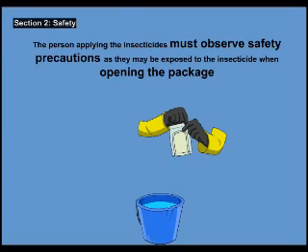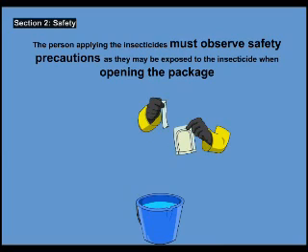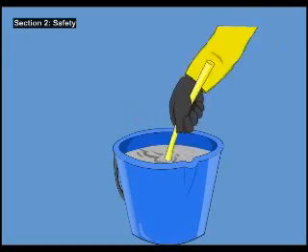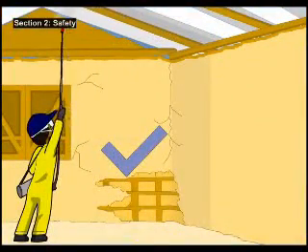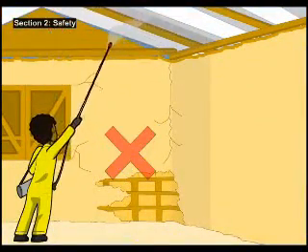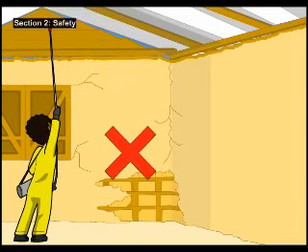Section 2. Safety. The persons handling and applying insecticides must observe safety precautions, otherwise they may be exposed to the insecticides when opening the package, when mixing insecticide in water for spray, when spraying the insecticide, especially in high places. The operator should wear a protective hat and a face shield or goggles.